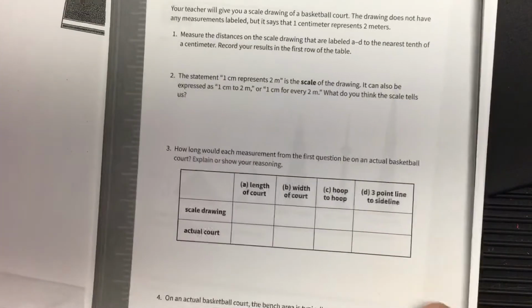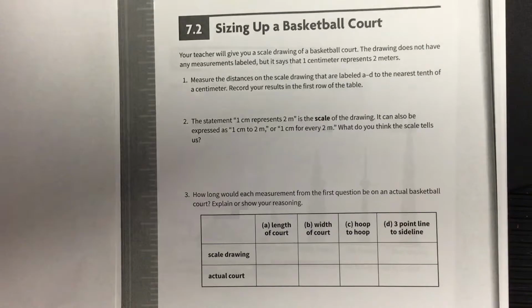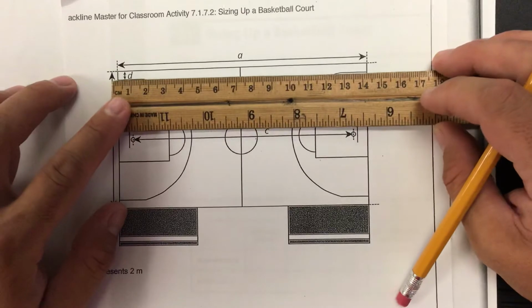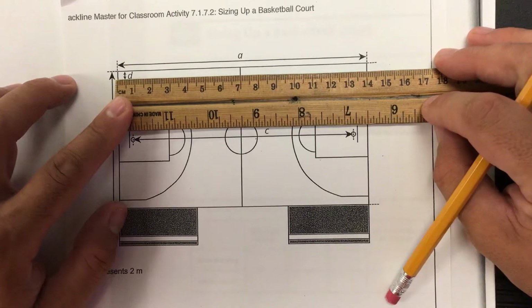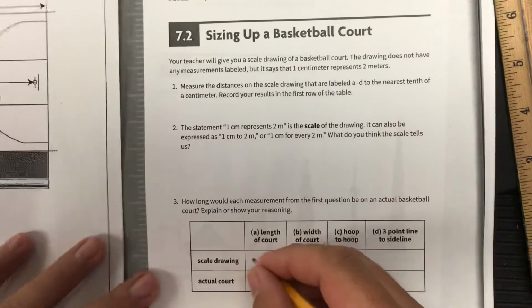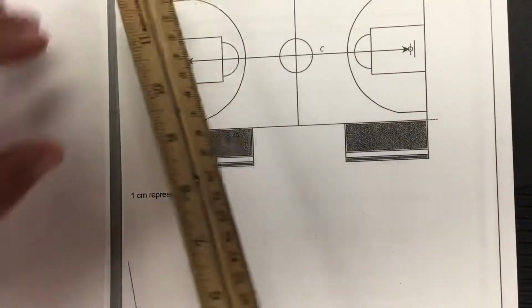Next problem, you got a basketball court that I just handed you. Number 1 says measure the distance on the scale drawing that are labeled A through D to the nearest tenth of a centimeter. Record the results in the top of the table. So let's do these together in centimeters. So the length of the court. How many centimeters would you say? 14? All right, write it in your chart. 14 centimeters. Width of the court.